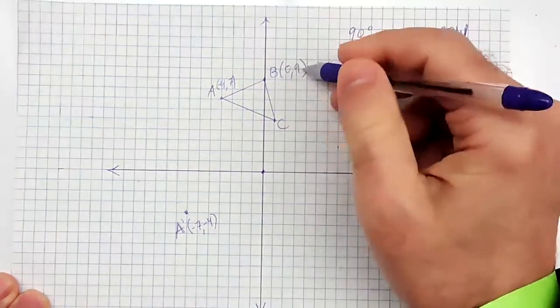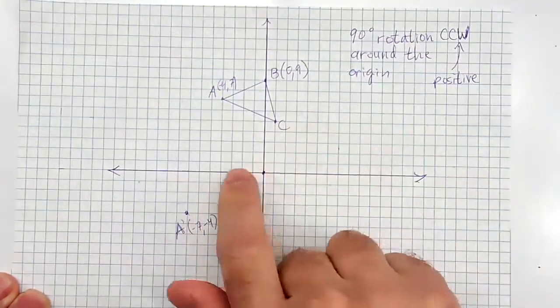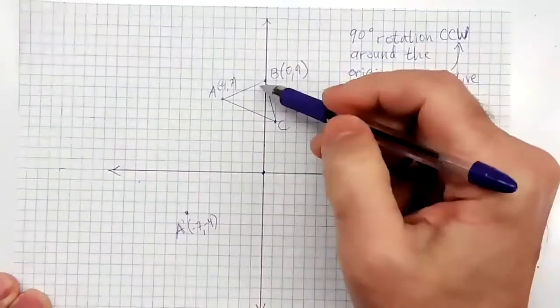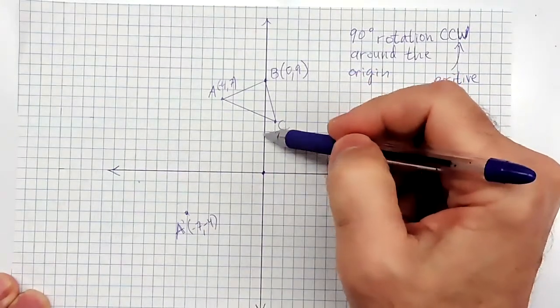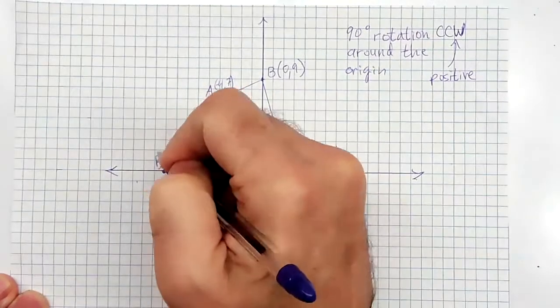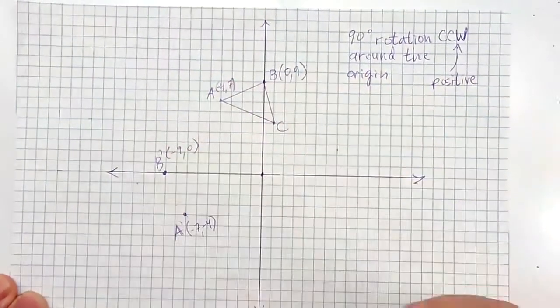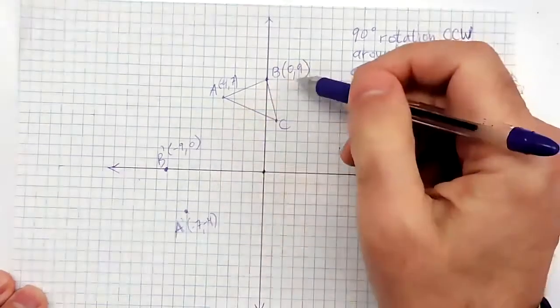Okay, so we know these are going to switch around, but think about where it's going to rotate. I'm going counterclockwise, so it's going to be on the negative x-axis. So it's going to be 1, 2, 3, 4, 5, 6, 7, 8, 9. So B prime is at negative 9, 0. Right, again, I've just switched the x and the y.